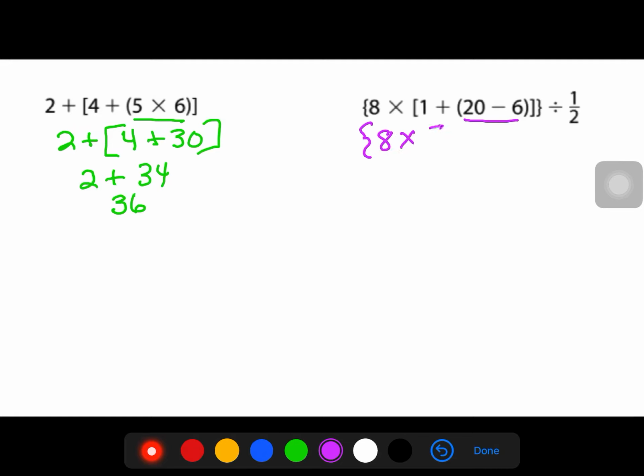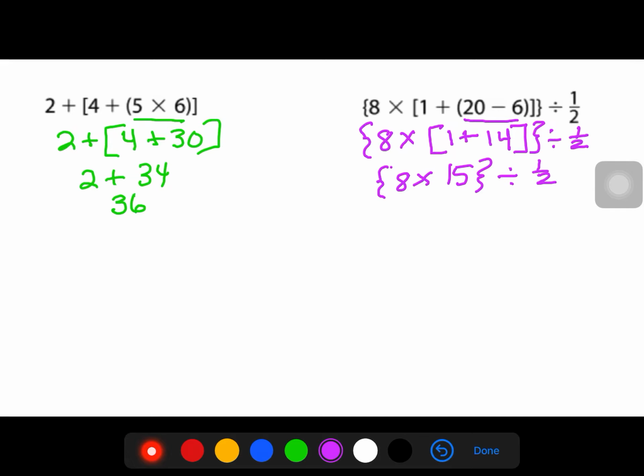So you're going to leave the braces. It's going to be 8 times the bracket of 1 plus 14 here with the opposite brace. And then finally we're going to divide it by 1/2. Then it's going to become, in there, 8 times 15 divided by 1/2. Then it's going to be 8 times 15.